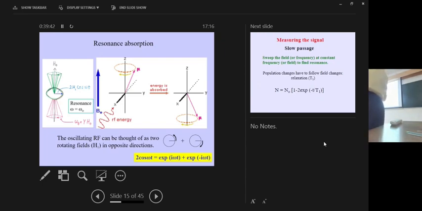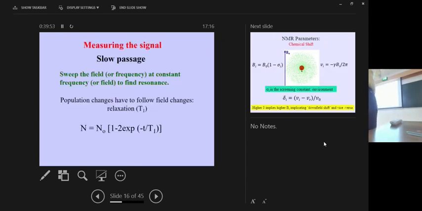I have one question. How do you know how much RF frequency you have to apply? Yes, that's the measuring part. We'll come to that. How do you measure the signal? A priori, you do not know the frequency of precession here and what RF frequency I should apply. So this is trial and error.